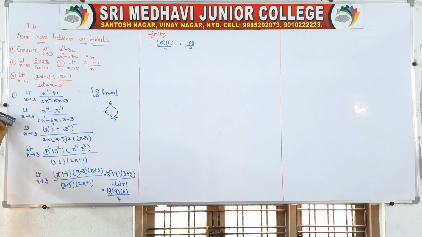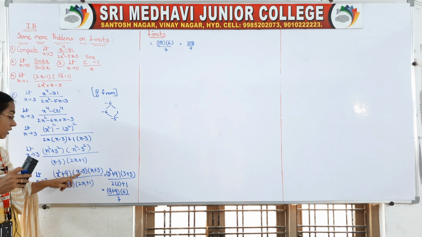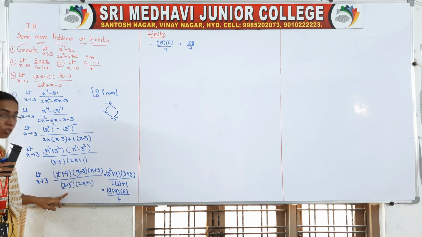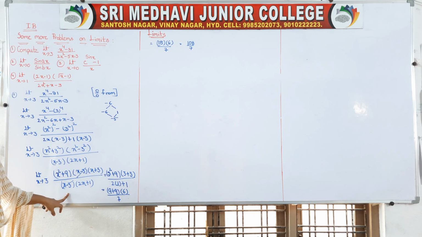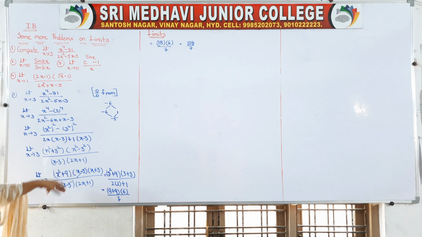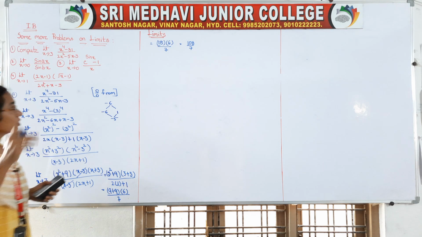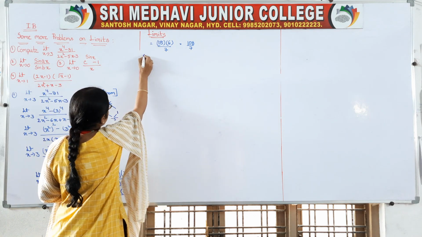We can factorize f of x, we can factorize g of x. That's why we go for the factorization method. After the factorization, if any common terms are there in f of x and g of x, cancel them. After that, you substitute your x value. Okay, so next come to the second question.